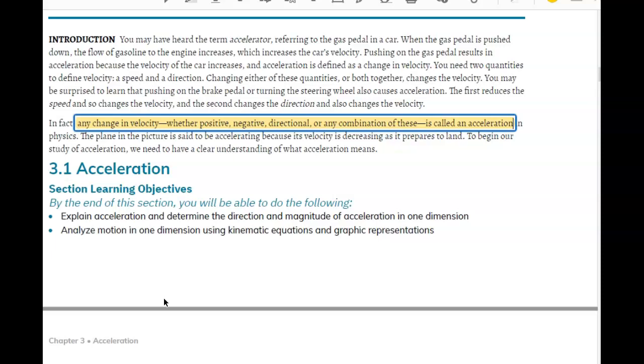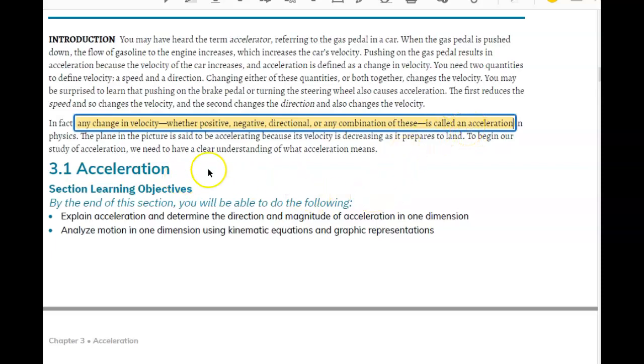So we've learned about velocity, where it's the change in distance over time. And now the biggest, I think, understanding is acceleration. So acceleration is a change in velocity. Whether you're slowing down or speeding up, it's called acceleration.